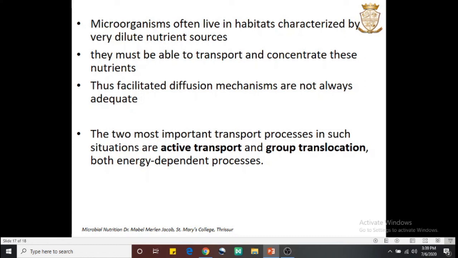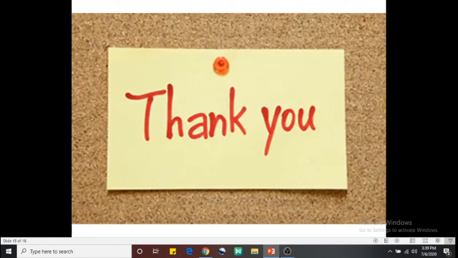Microorganisms, as we saw, often live in habitats characterized by very dilute nutrient sources, and facilitated diffusion mechanisms are not adequate to transport and concentrate these nutrients because here the transport is according to the concentration gradient, and that is not always feasible for microorganisms inhabiting dilute nutrient environments. In such cases, microorganisms depend upon active transport and group translocation, which are both energy dependent processes to transport nutrients. That we will be discussing in the next class.